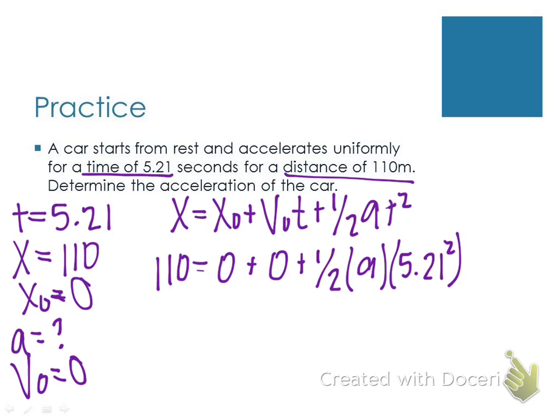This right here is a very, very important thing for you to notice. Here, only the t is squared, okay? This whole entire term is not squared. It's only time, okay? So only 5.21 is squared. Acceleration is not, 1/2 is not, okay? Just the t. Just the t. Okay, so please do not square the whole term.